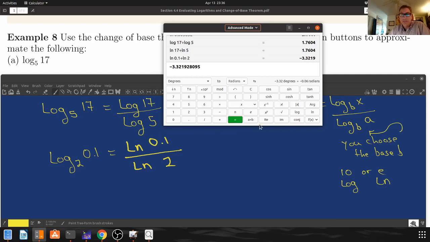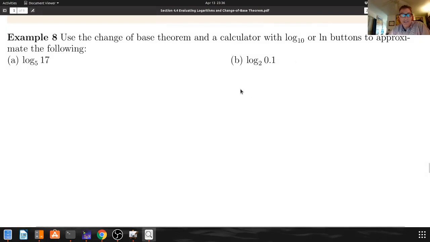Let's use the base 10 choice for a base instead. So I'm going to use log to the base 10 of 0.1 divided by the base 10 log of 2, and I'm going to get minus 3.32, exactly the same as I did before. So know your change of base theorem.